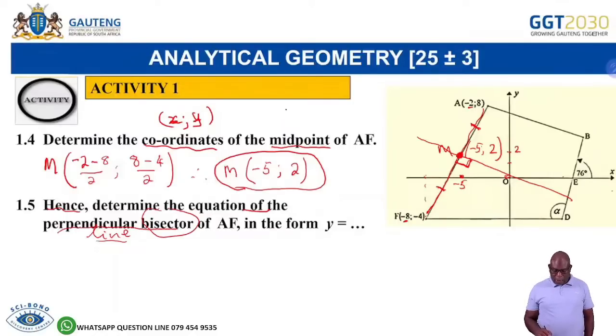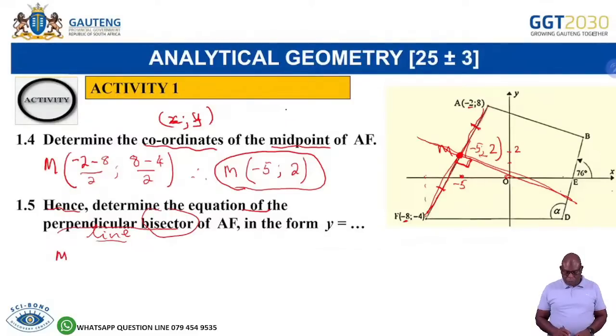So I have got a point. I need the equation of this line. There are two things that I need. I need the gradient of this line, and I need this point. But my problem is that I only have one point. I cannot get a gradient with only one point. What should I do? I must get the gradient of that line. So the first thing that I'm going to do is get the gradient of AF.